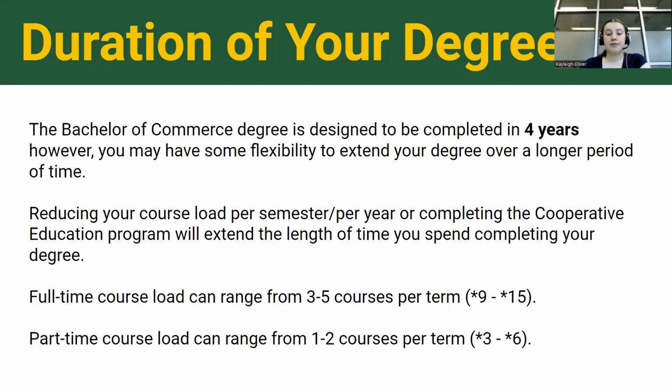Now, I just want to outline quickly that depending on the number of courses you take per term or per year will determine what type of student you are, either a full-time student or a part-time student. A full-time student for our faculty can range anywhere from 3 to 5 courses per term, so that would be 9 credits to 15 credits per term. However, the typical enrollment for a BCom student is that full amount of 5 courses or 15 credits per semester.